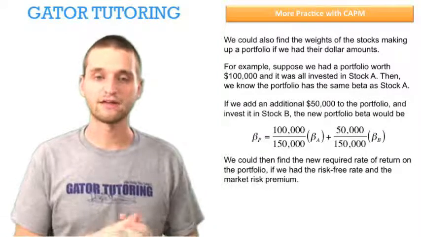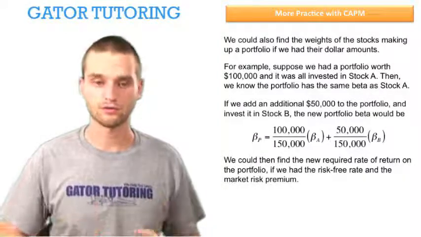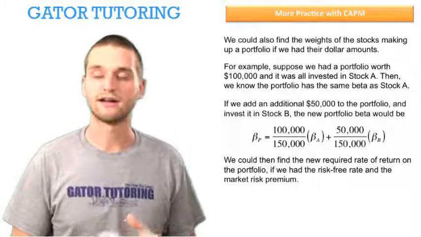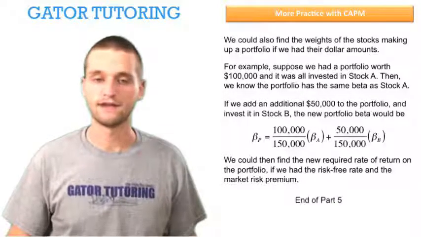So we can then find the new required rate of return on the whole portfolio if we were given the risk-free rate and the market risk premium. And that's the end of part 5.